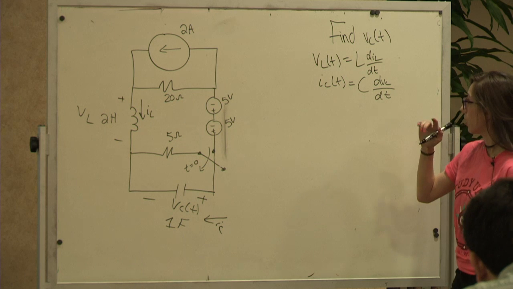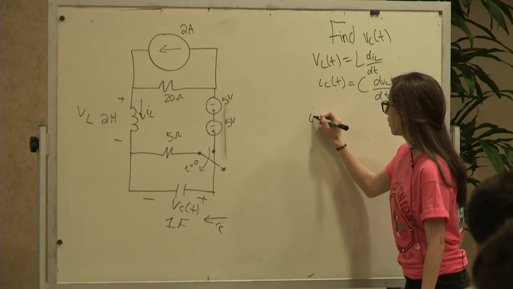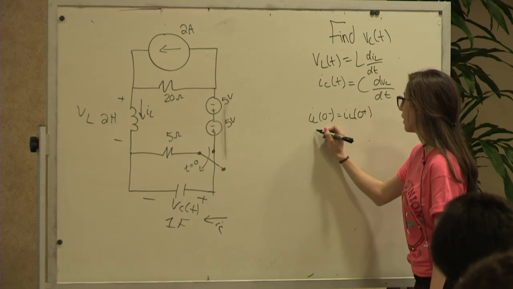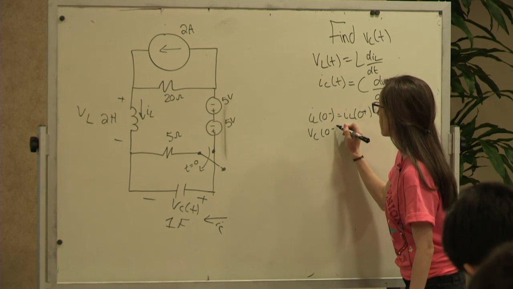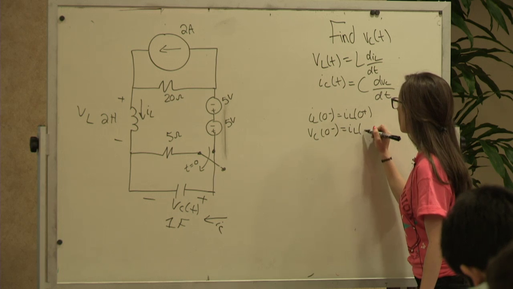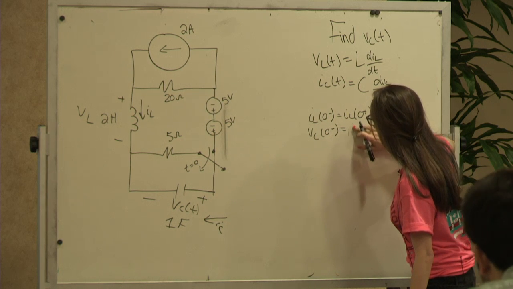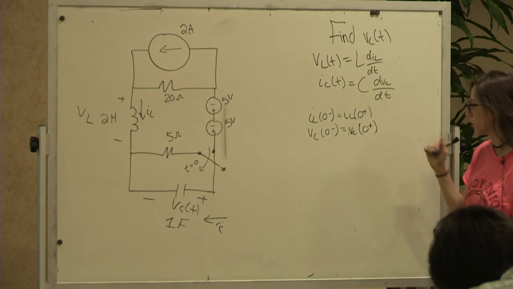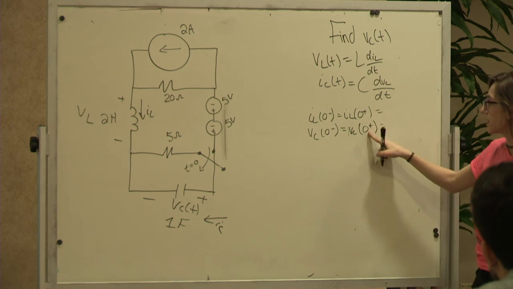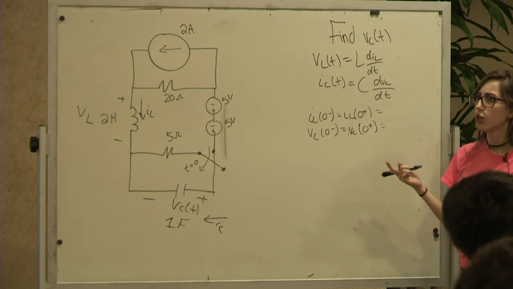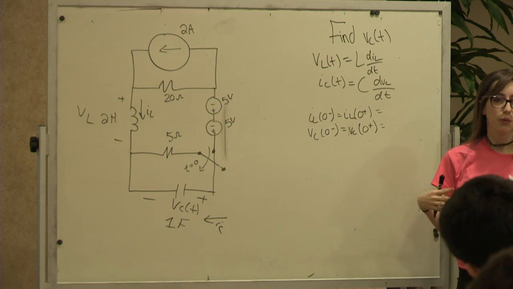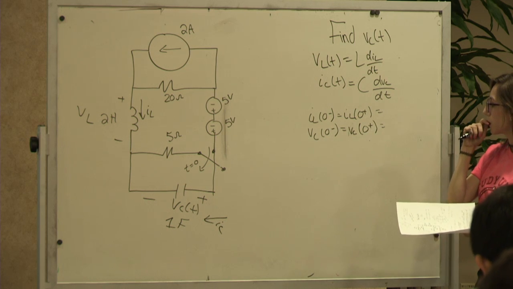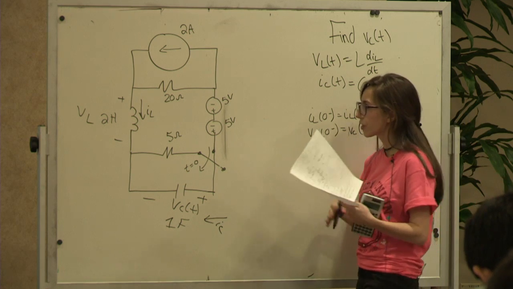I know that IL of 0 minus will equal IL of 0 plus, and that VC of 0 minus will equal VC of 0 plus. We need these initial conditions because when you're solving for your coefficients, A1 or B1 and so on, you're going to need the 0 plus values, or if it's a step response. So let's look at this real quick.